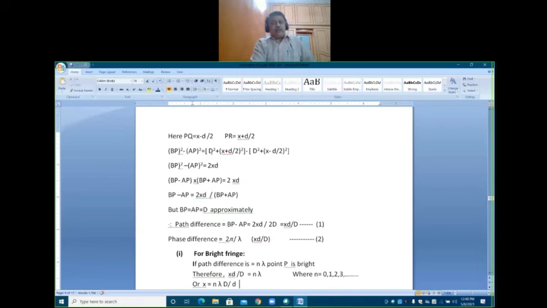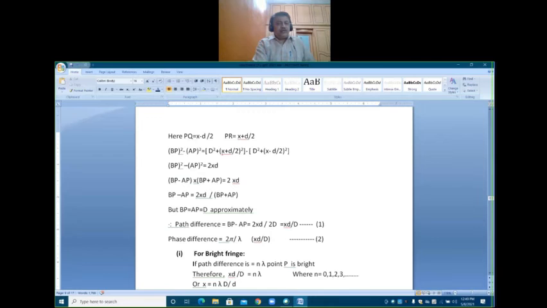Make the difference between capital D and small d. Capital D is the larger distance between the screen and the source. Small d is the distance between two sources. This is very small. So D square plus x plus d by 2 whole square minus D square plus x minus d by 2 whole square. If you simplify this, D square goes, the other things cancel. So BP square minus AP square will be 2xd.